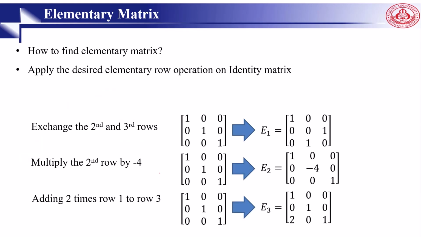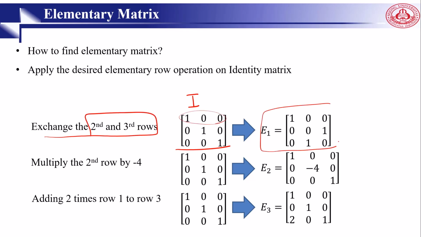So we would like to find an elementary matrix. To do so, we can try to do some row operations on the identity matrix. Let's see one example. Here, this is one identity matrix. If we exchange row 2 and 3, we get this matrix. Later, you will see that if we multiply this matrix by another matrix, it will change the rows.